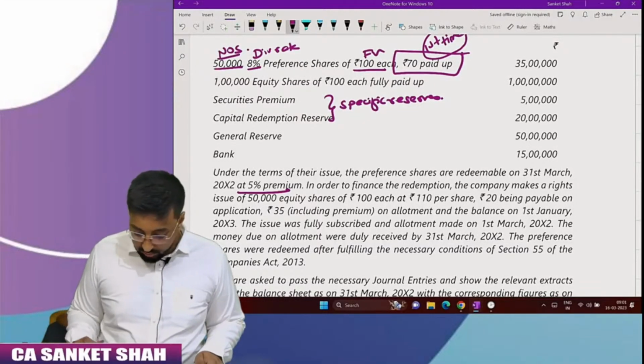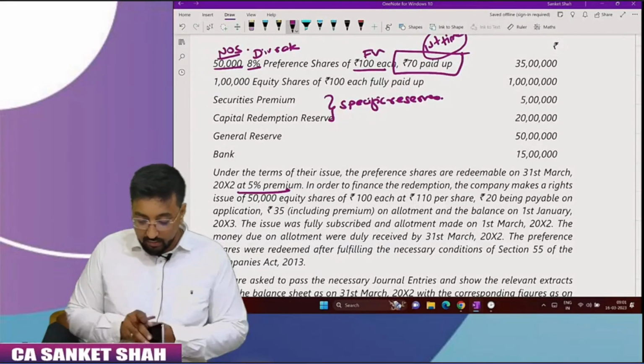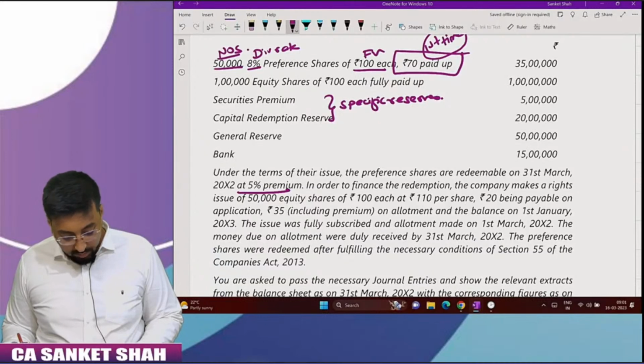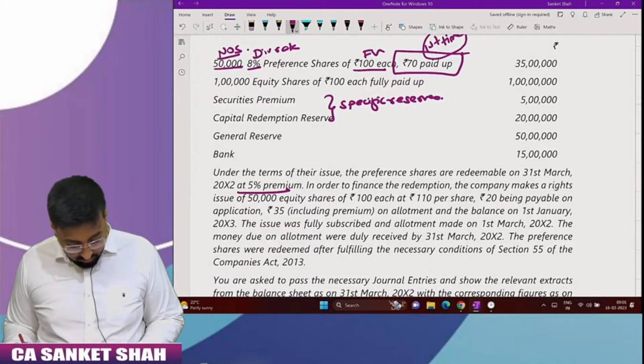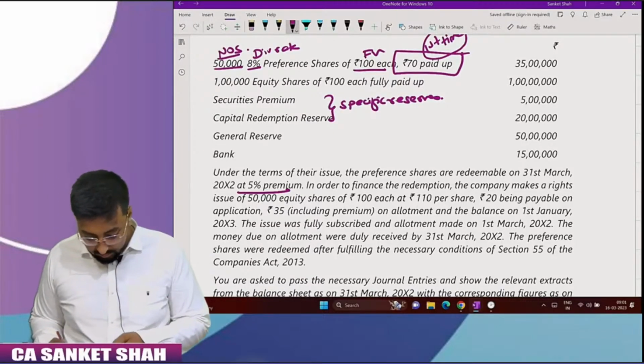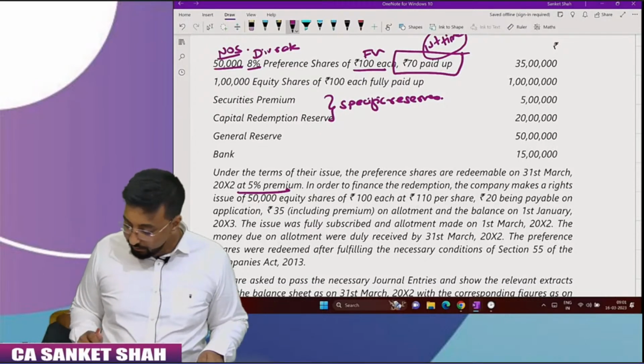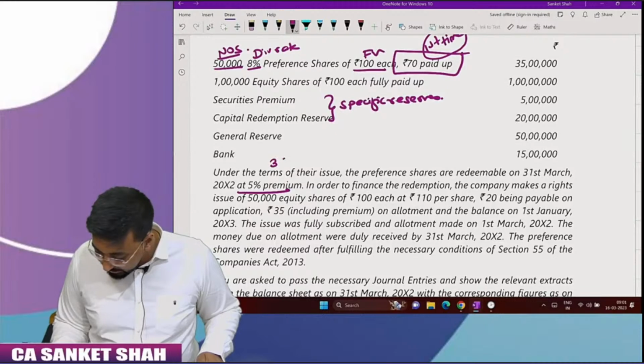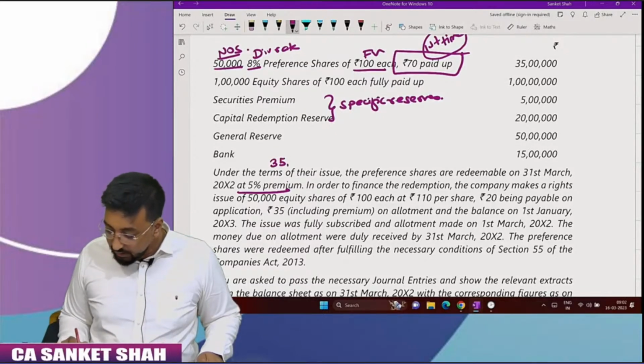So, what is going to happen, beta? Yes, 5% premium means, tell me the amount of face value. Come on, tell me quickly. Redemption value, tell me quickly. Tell me. 35 lakhs.